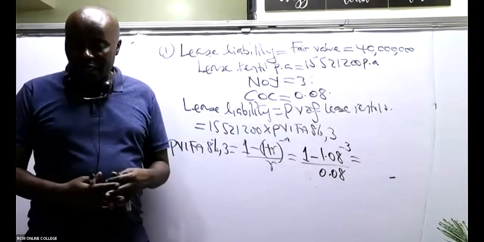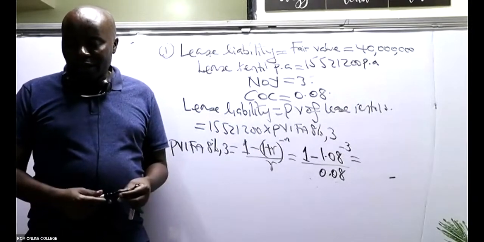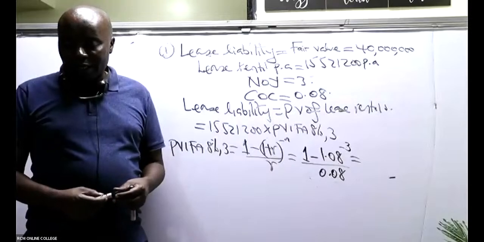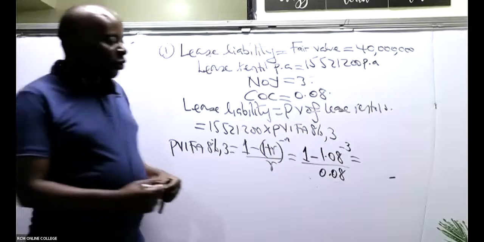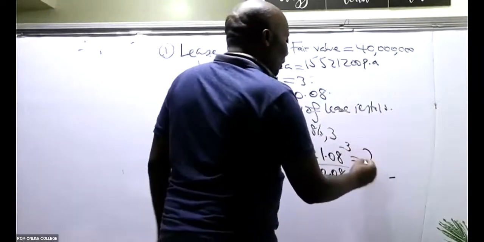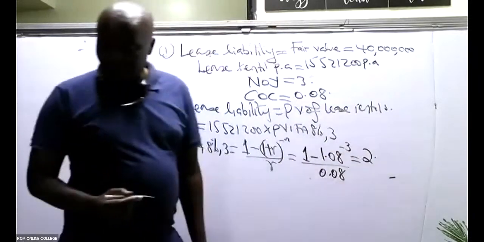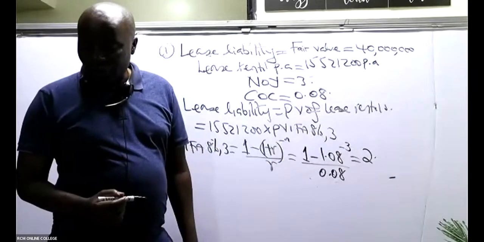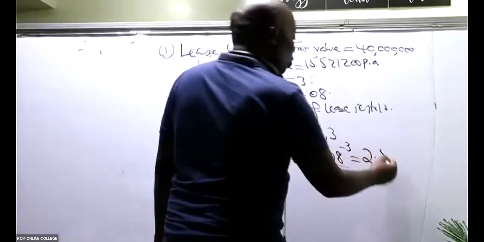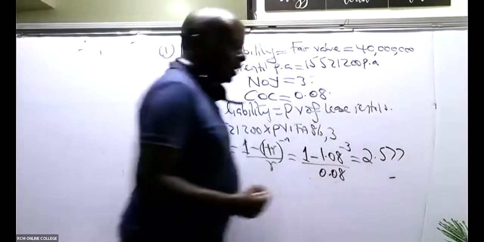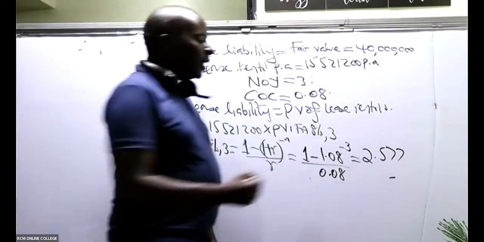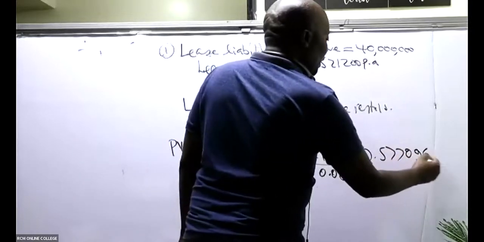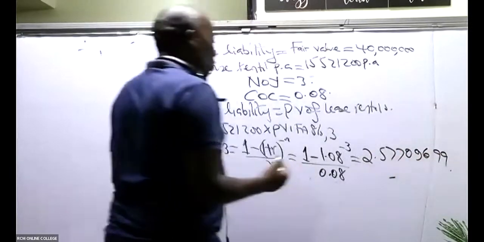Let's try giving 8 decimal places. So I know it is 2.5, 2.577, 2.577, 0.9698, 0.9699. Just like that. Thank you so much.